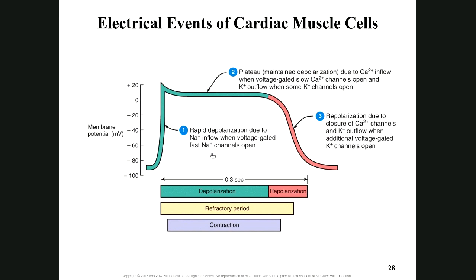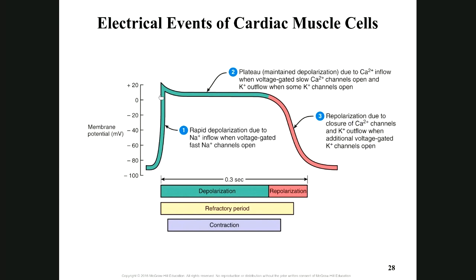The first step is called depolarization. When the impulse from the conduction system of the heart by the gap junctions reach the cell, the fast voltage-gated sodium channels become open and sodium ion come to our cell very quickly, and it can make rapid depolarization of our cell due to sodium inflow when the voltage-gated sodium channels become open very fast.